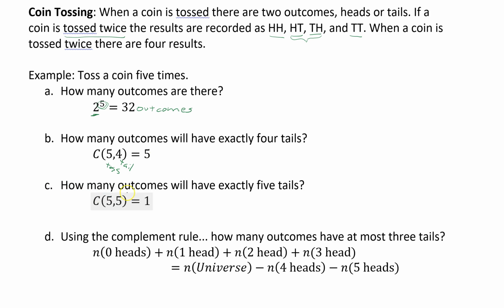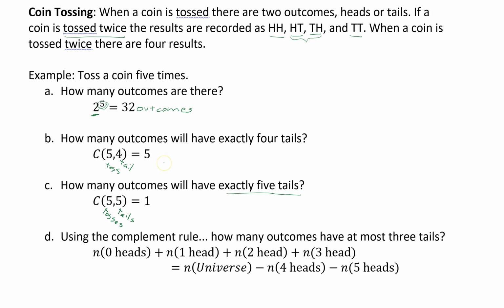Part C, how many outcomes will have exactly 5 tails? So we want 5 tosses, and we want 5 tails. This means we want the combination of 5 taken 5. And that answer is 1. There's only one outcome that gives us exactly 5 tails when we're tossing the coin 5 times.